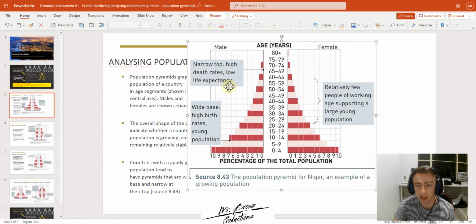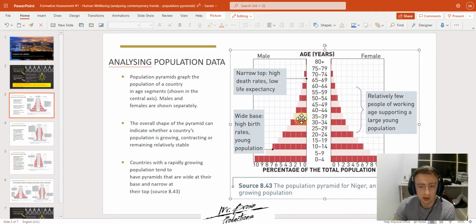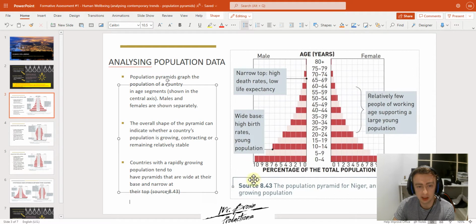And so when we look at having quite a narrow top, that generally means, especially when there's a wide base, that the death rates are higher than most countries, and that life expectancy is quite low. So for example, if you've got close to 10% of the entire population being born here, and less than 1% are making it to the age of 80, then that's really quite a low life expectancy in that country. So there's lots of different things that we can see within that graph there.